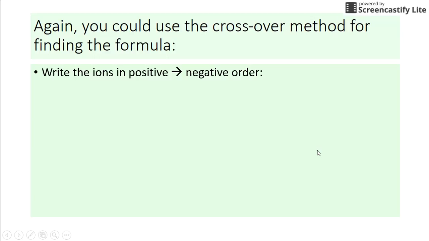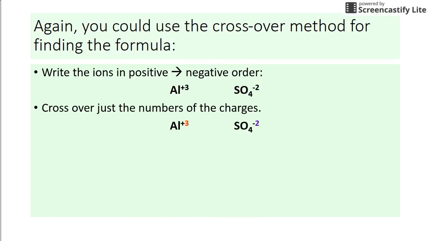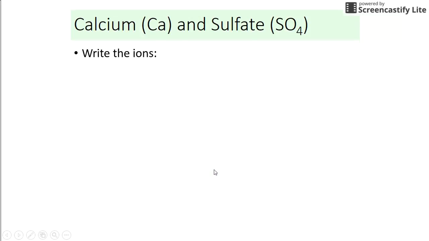And then write ions in positive, negative order still. And then you can crisscross these as well. Since that's +3, you bring that 3 over to the SO4. Since that's -2, you bring that down to the aluminum.